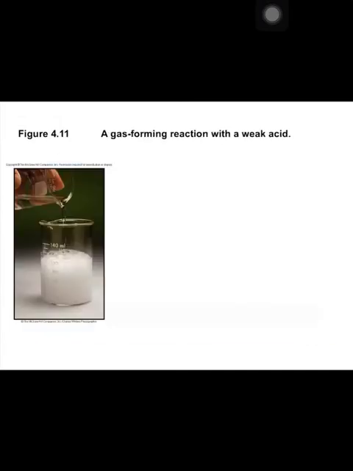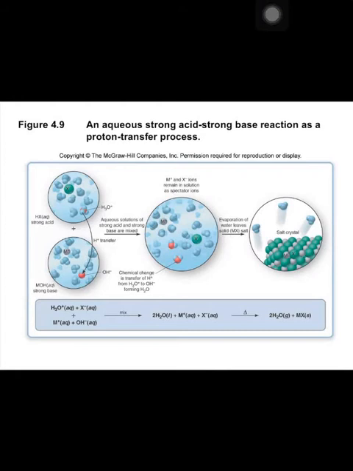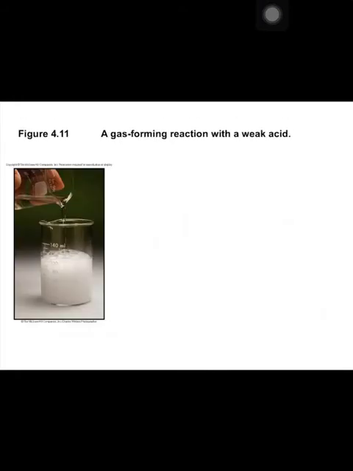Madam, nak tanya, possible tak kalau dia jadi gas? Good question because I'm about to slide to this slide. Okay, a gas forming reaction. Okay, so jawapan dia yes, it's possible to produce gas. So ini adalah a different type of acid base yang mana biasanya usually dia melibatkan weak acid.